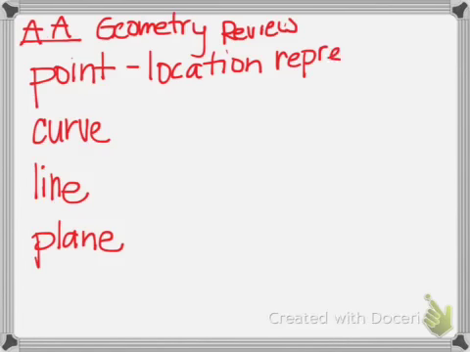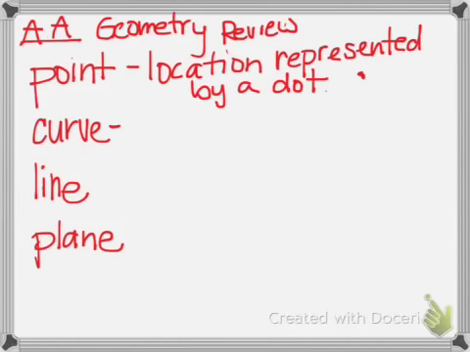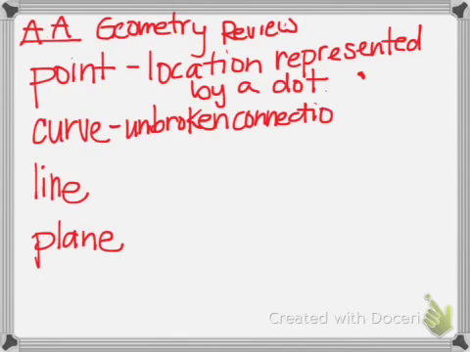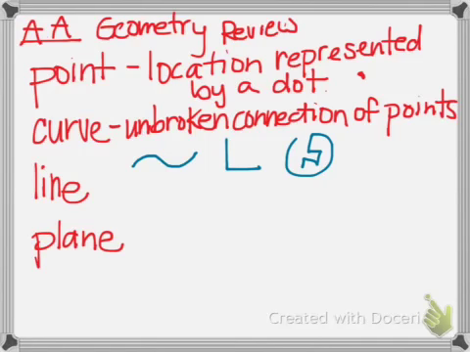First of all, a point is a location represented by a dot. It's not actually a dot, it's just represented by a dot. A point is a specific location, geometrically. A curve is an unbroken connection of points, and a curve could be squiggly like this, or it could be like a right angle, or it could be just a weird line, or it could be a straight line.